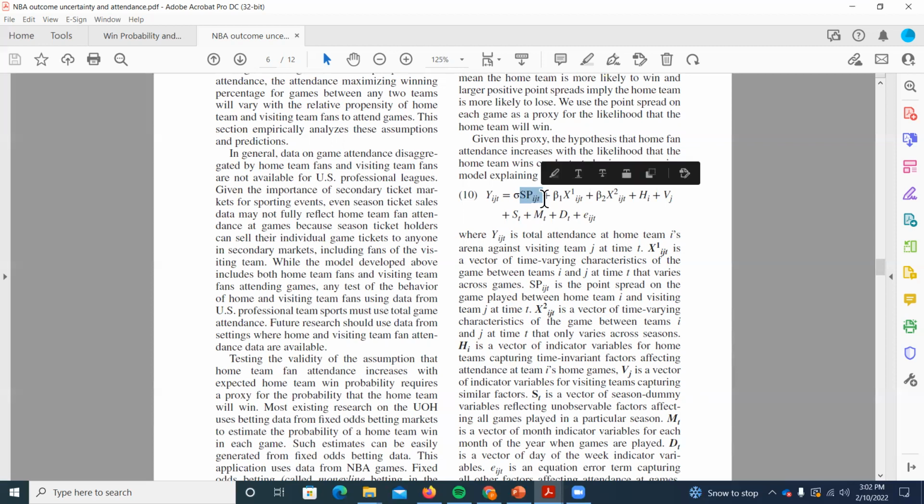This SP is what they end up using to proxy for how uncertain the game is. I have another paper, if we have time, we'll look at, that uses something like win probability, how likely the team was to win going into the game. Well, here, that should be reflected in betting lines. So we'll do a little bit with some betting stuff in this class. And if you still haven't come up with a project idea, one that could be good is something like this, where you're using the point spread as your measure of how certain or uncertain the outcome of the game is going to be.